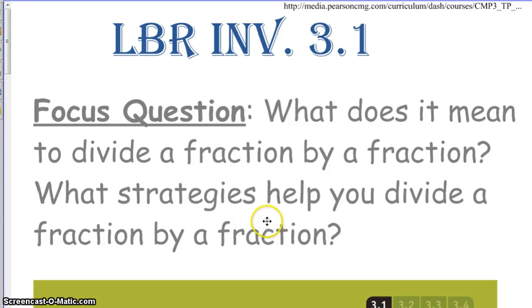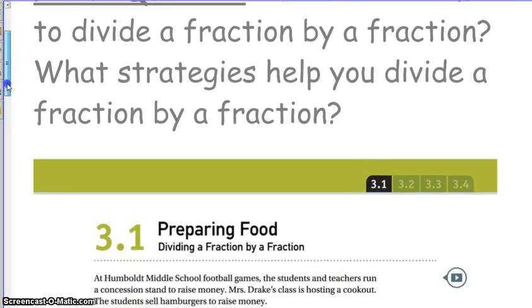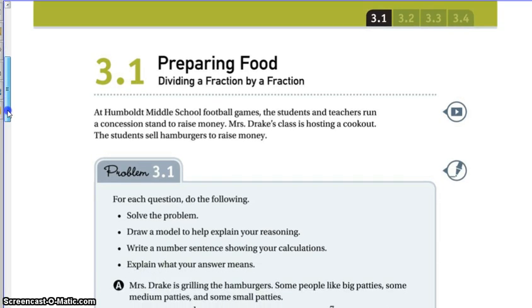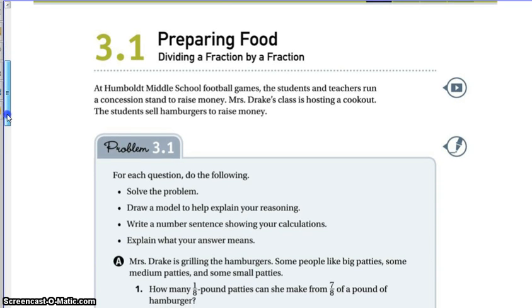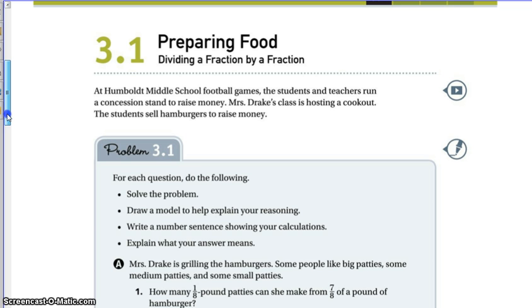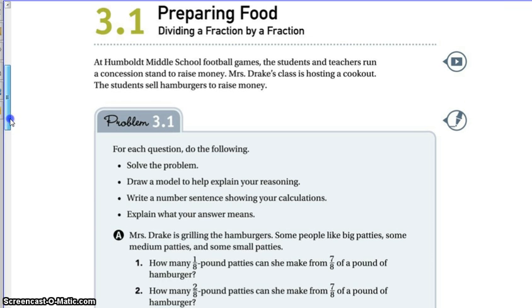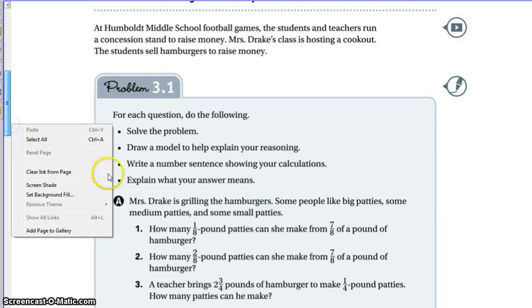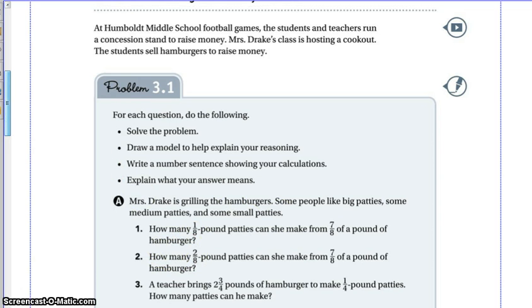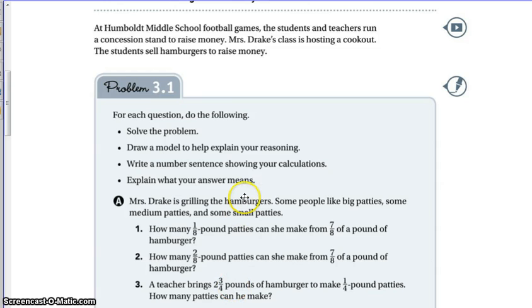All right, today we are going to talk about what it means to divide a fraction by a fraction and what strategies can help you divide a fraction by a fraction. So we are going to use some food problems because a lot of times when we are making recipes, we have parts of a whole, fractions of a pound, and so on. So I am going to walk you through A1 and A2, and we are going to talk about doing A3 tomorrow when you come to class.